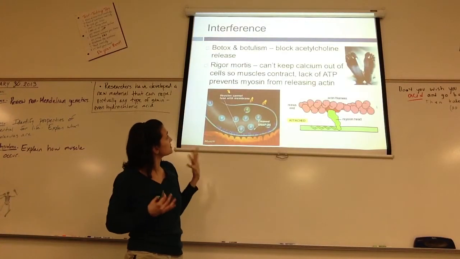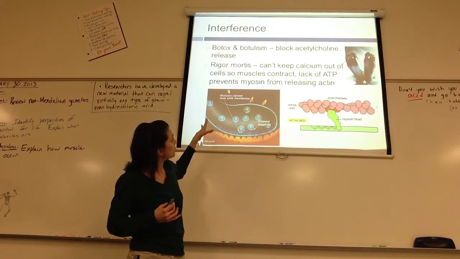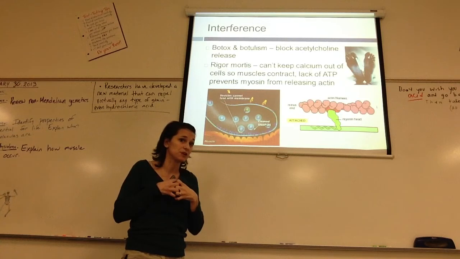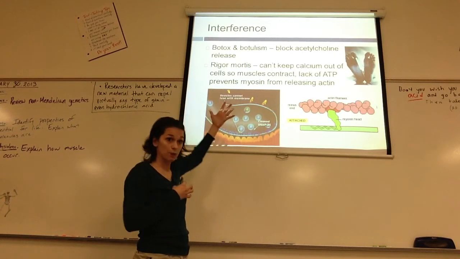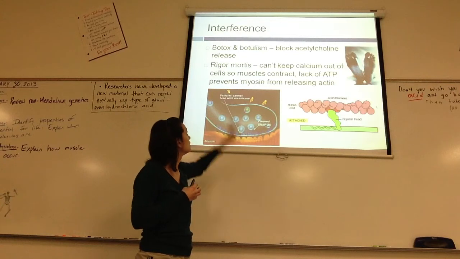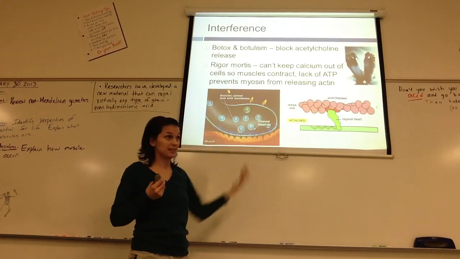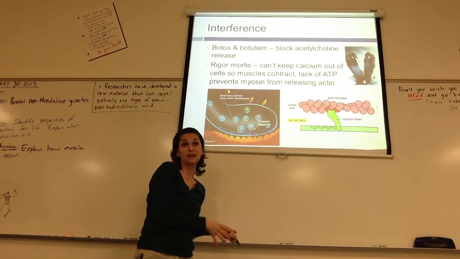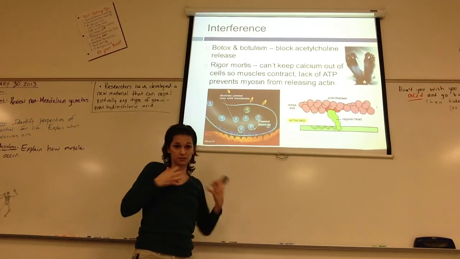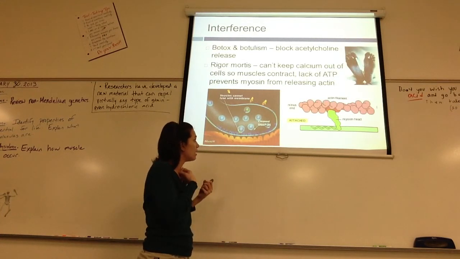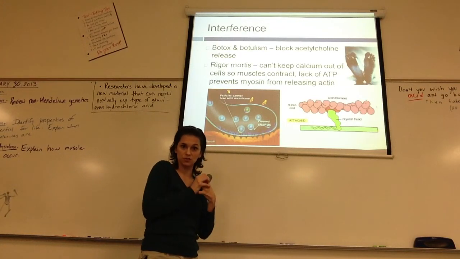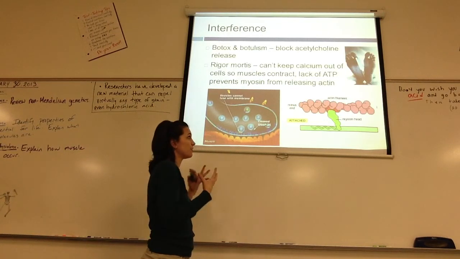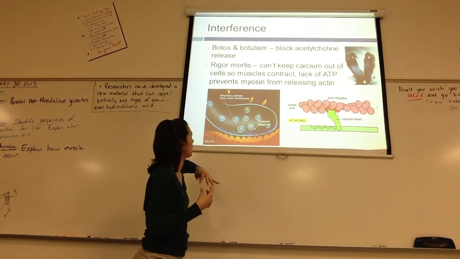Now, the final slide of this is talking about interference, either from Botox and botulism. They're preventing you from releasing acetylcholine, so you can't make the muscle contraction in the first place, because that was our very first step. It triggered everything else. Rigor mortis happens after you're dead, and that's because you're not producing energy anymore. And if you are not producing energy, you cannot do all those steps at the end that took ATP to get your muscles to relax again. So when all of the calcium floods into your cells, your muscles contract and your body stiffens up. Without any ATP, your body stays stiff until things break down enough that they naturally come apart on their own.